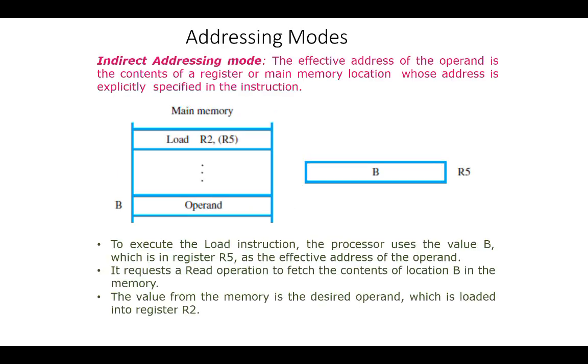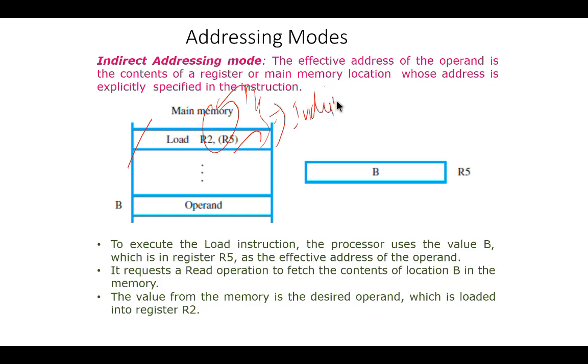The next addressing mode is the indirect addressing mode. Here the operand's address is held either in a register or in main memory. We can see this instruction: the effective address of the operand is the content of a register or of main memory. So the main memory and register collaboratively give this indirect addressing.